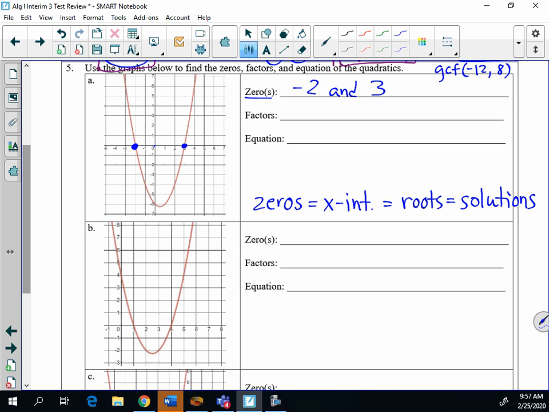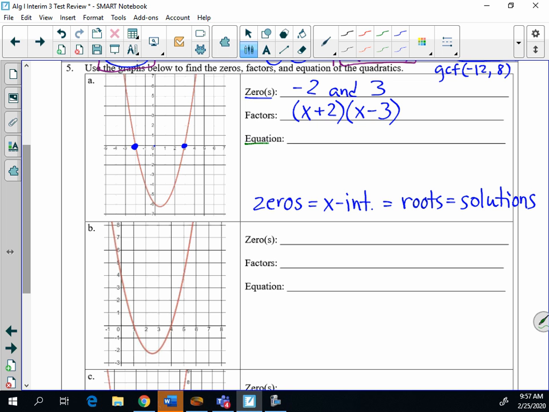Now, the factors that will go with those, that's when you get a sign change. Okay, so instead of -2, you change it to +2. Instead of +3, you change it to -3. So those factors will match this graph.